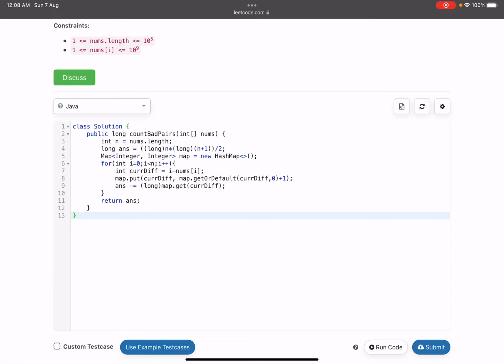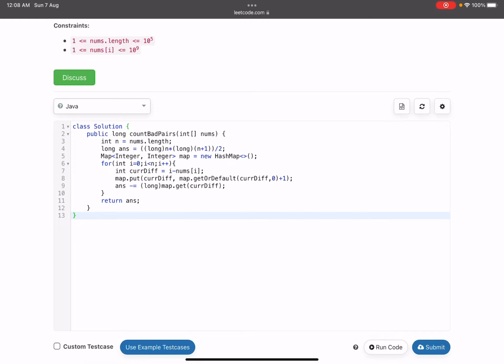Again, I have used a default function provided by Java, map.getOrDefault. This is a simpler one to use: if that value is present, return the value, or else if it is not present, return the default value, in this case 0, and then increment the count and directly put it into the map. Now, answer is right now the total number of pairs, and we do answer minus equals long of map.get current diff.